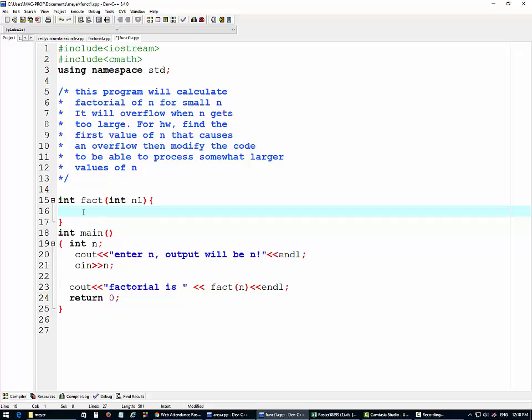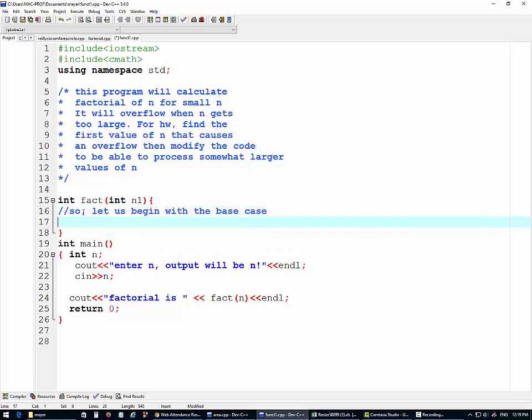All right, so what we're going to do for recursion, it's called divide and conquer. We have to have a base case, which we know that 0 factorial is 1, so that could be our base case. And we always begin with the base case. So let's begin with the base case. And let's test for the base case with an if.